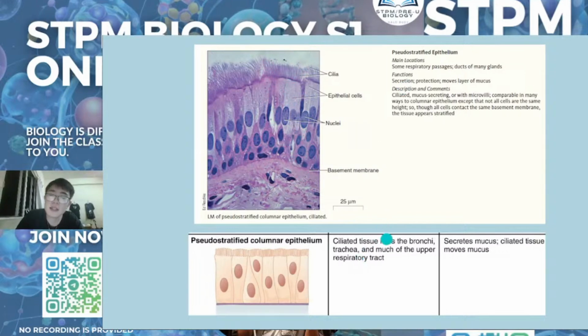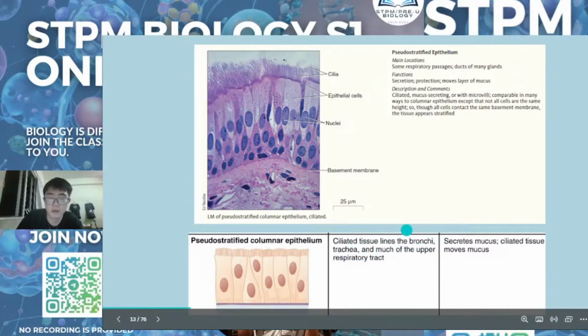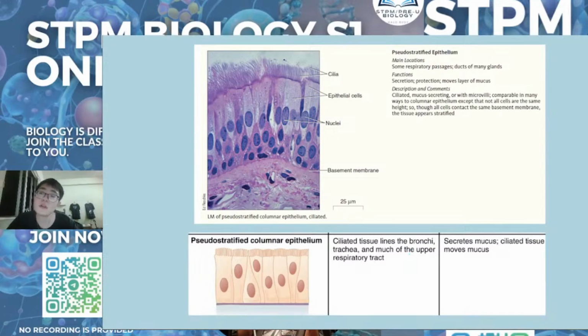Okay, so normally this tissue is found in the respiratory tract. Okay, so that's all.